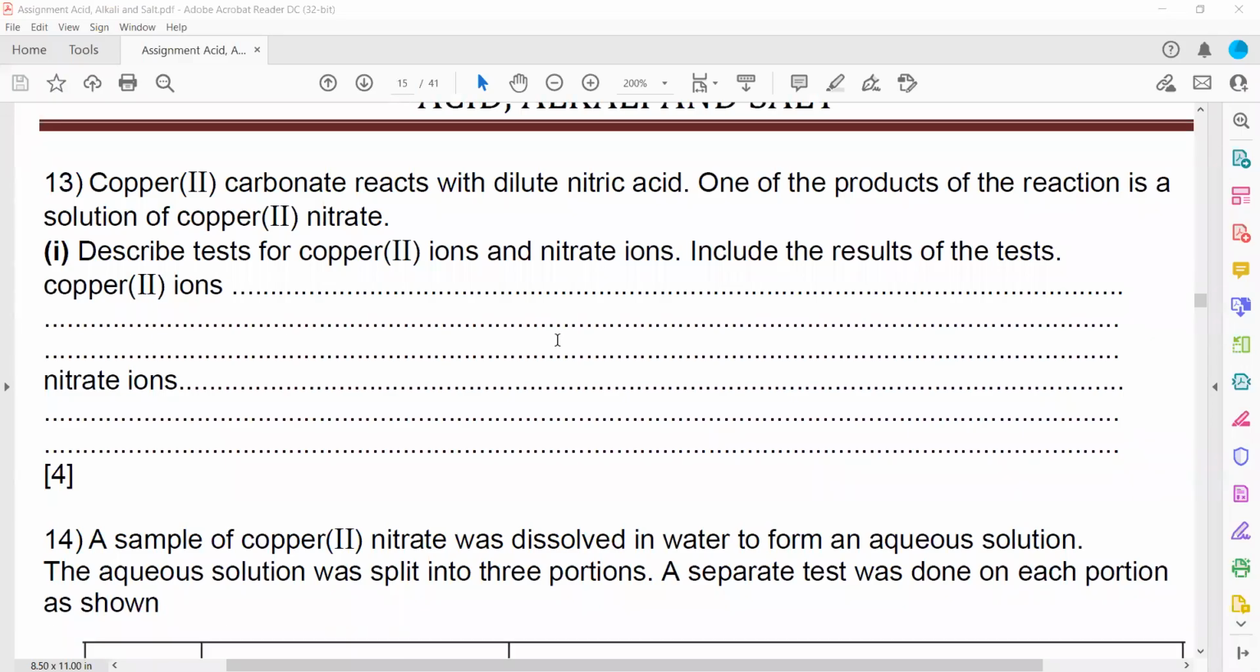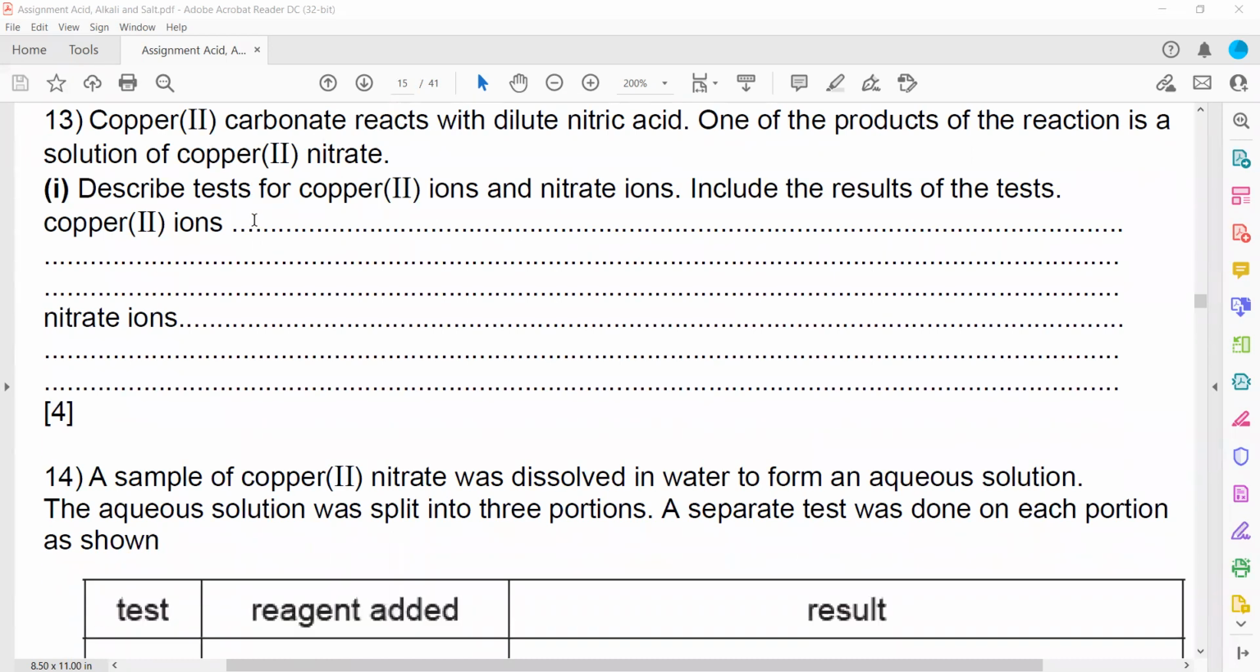Copper 2 carbonate reacts with dilute nitric acid. One of the products of the reaction is copper 2 nitrate. Copper 2 carbonate reacts with nitric acid to give copper nitrate plus water plus carbon dioxide. So copper nitrate is the solution.